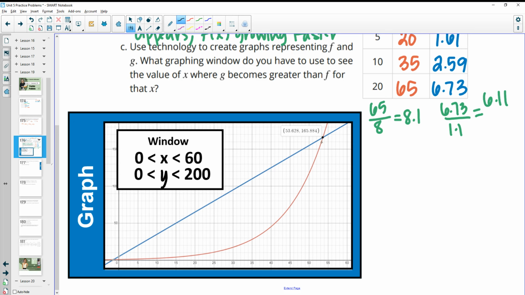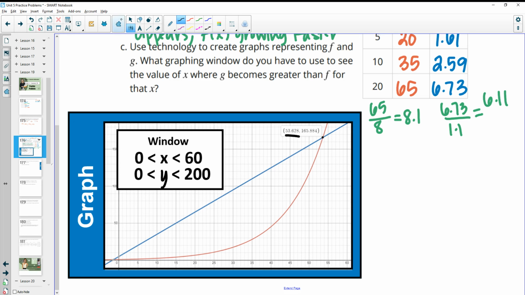0 to 200, and then you can see when they cross. So it's going to be at about 53.6 when they're going to be the same. So anything above that is when the linear function will surpass it.